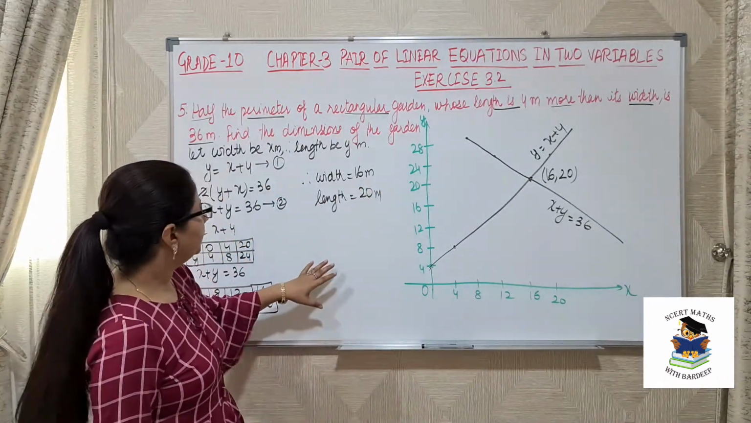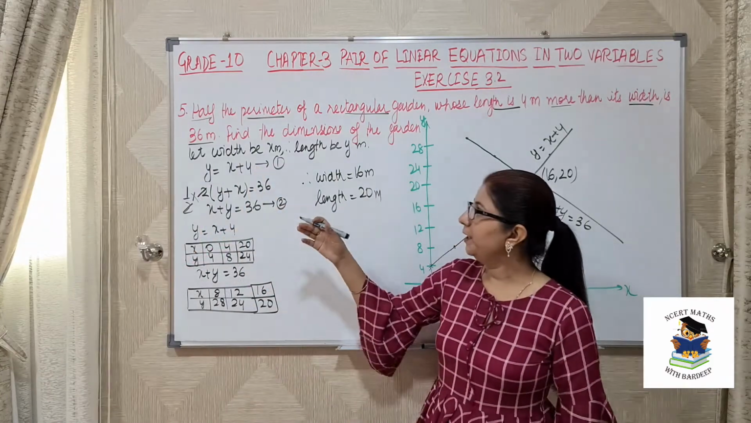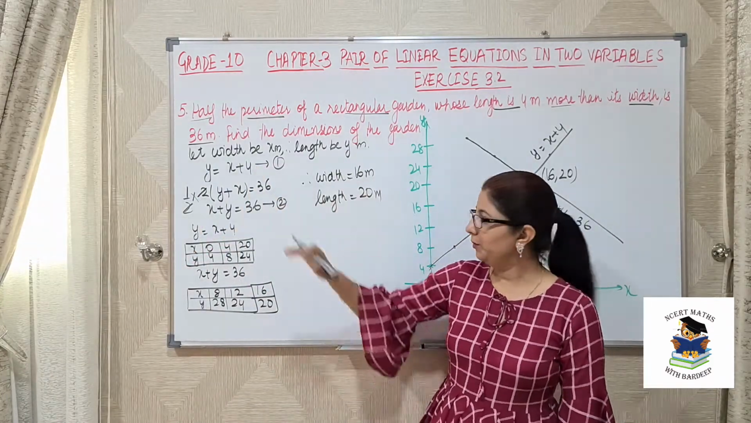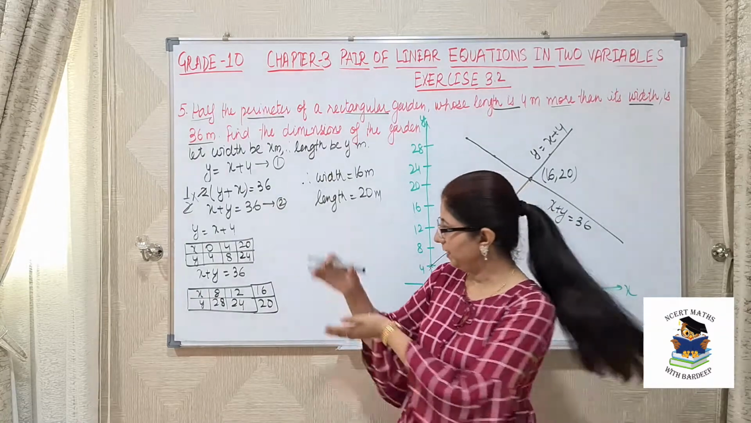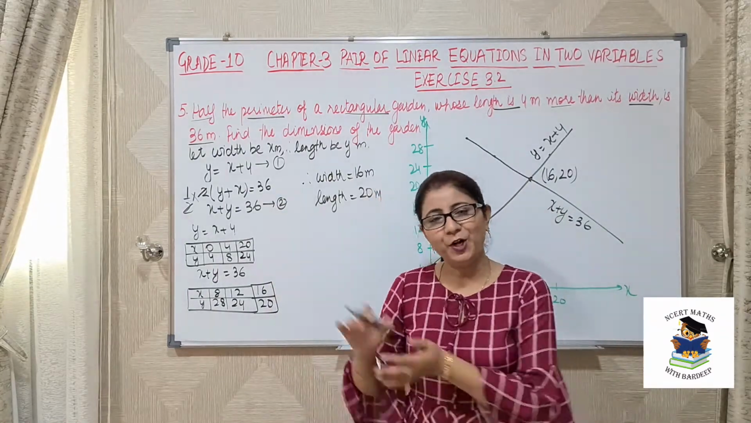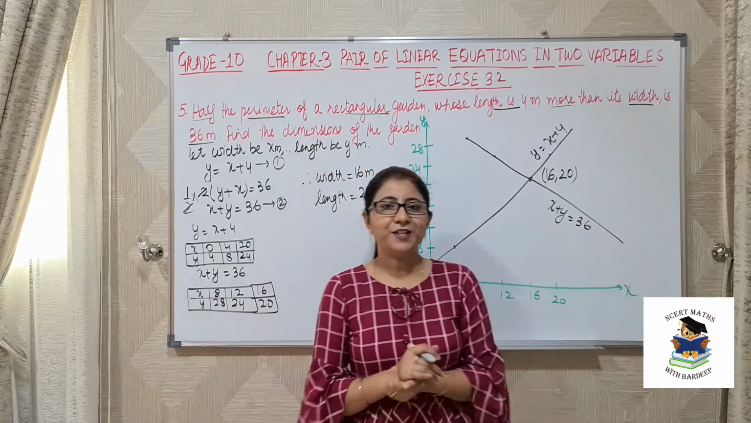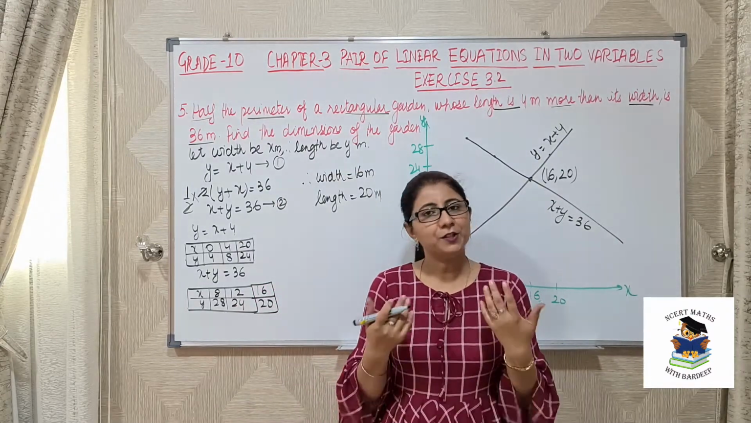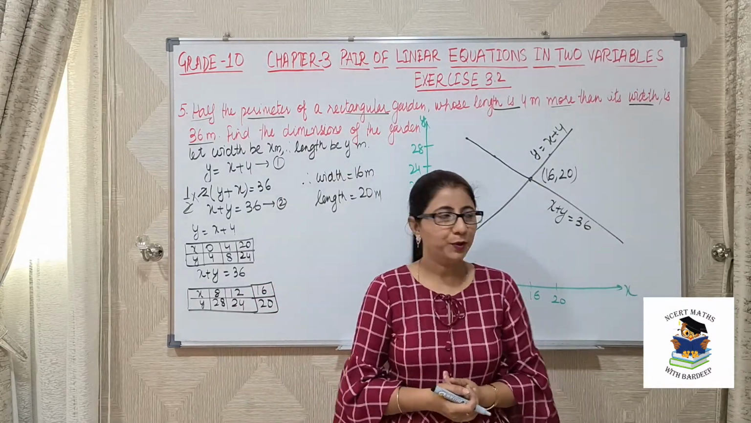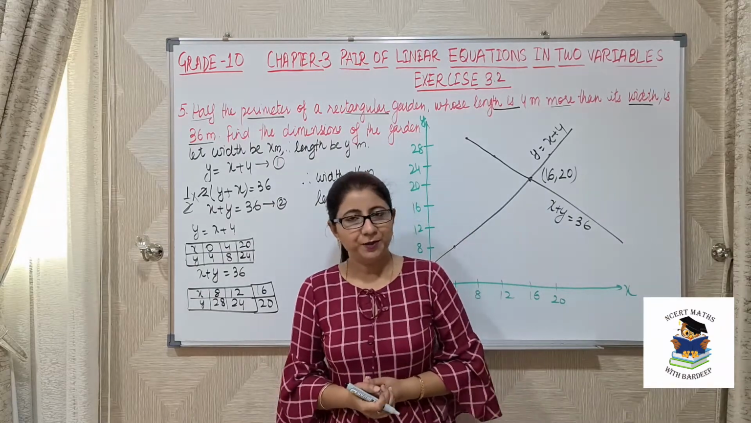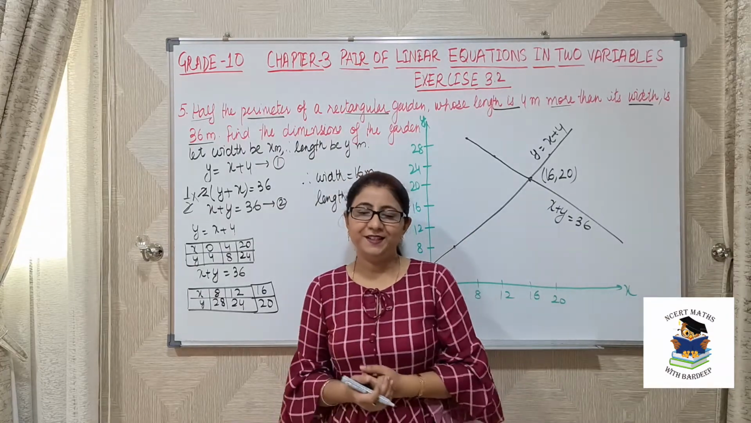I hope you understood this question. First, what we have done is, on the basis of the word problem, we have framed our equations. Then we have made our tables. On the basis of tables, we have plotted this graph. And the intersection point of this graph will give me the solution of our problem. Okay. So I hope question number 5 is clear to you. Now let's see the next question.